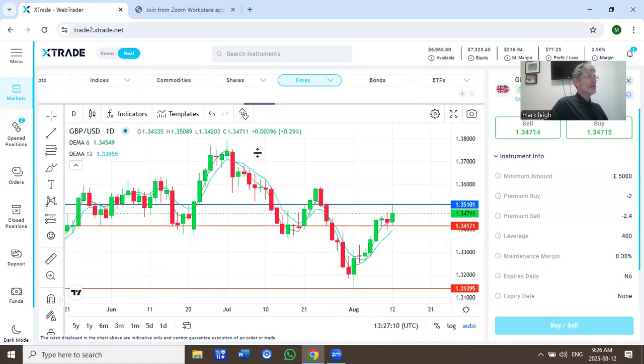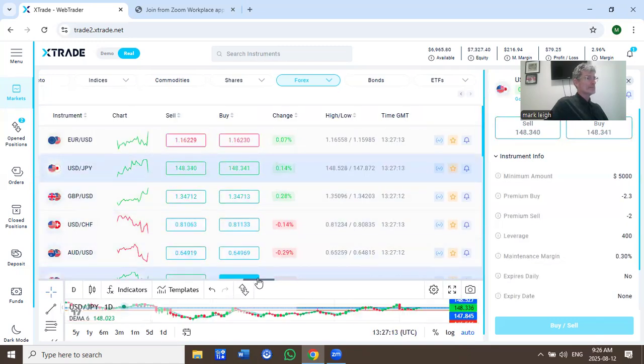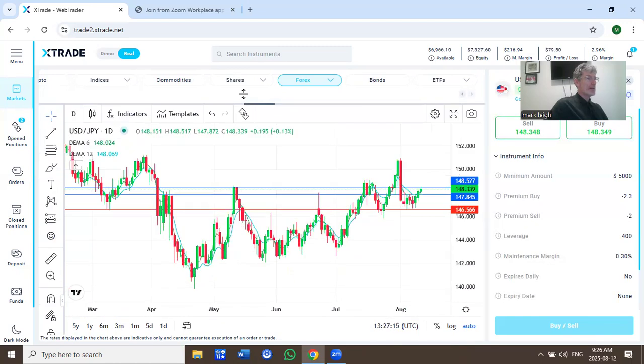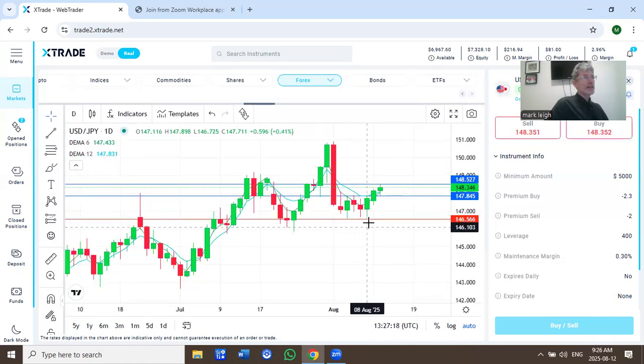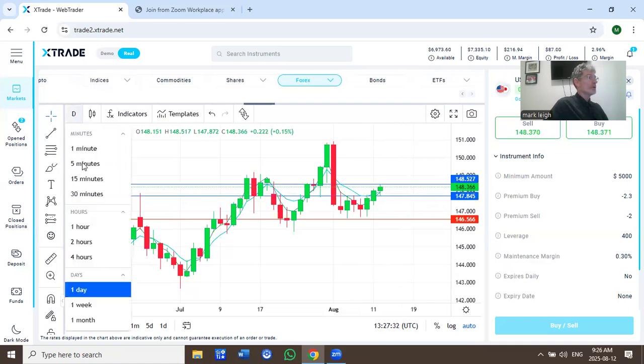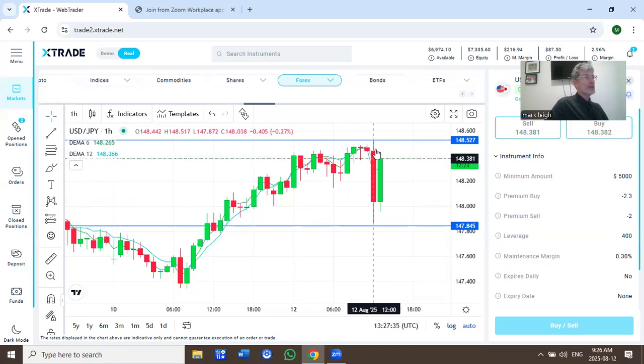US dollar yen. Let's have a look at the daily. And there you see the third consecutive day of dollar strength, higher highs, higher lows, supported at 147.84 and resistance at 148.52. On the hourly, there you can see the US dollar being sold off following the CPI data release, but US dollar fighting right back and looking up at the 148.52 resistance for now.